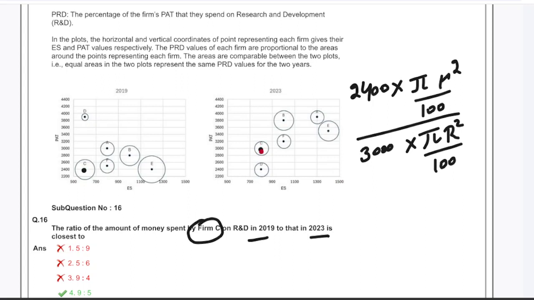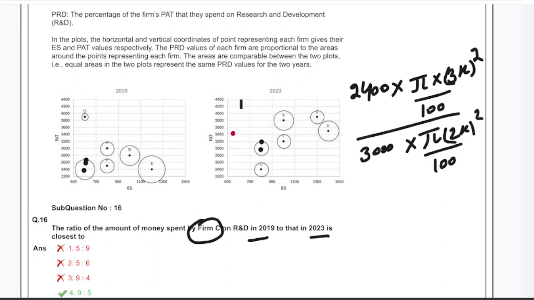Now what we can easily see is the radius for C in 2019: that is 1.5 rectangles, like one rectangle till here and then again half till here. Here it is only one. So let's say the width of a rectangle is 2x. In the case of 2019, it is going to be 3x whole square, and in the case of 2023, it is just one rectangle, that means 2x whole square. Please understand what exactly I'm doing.